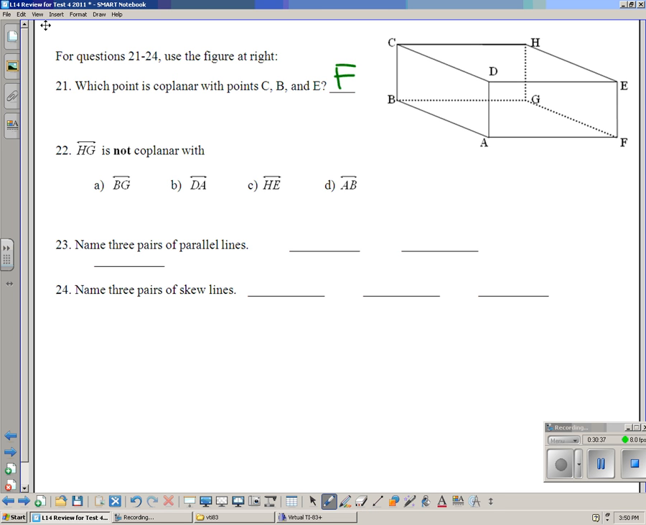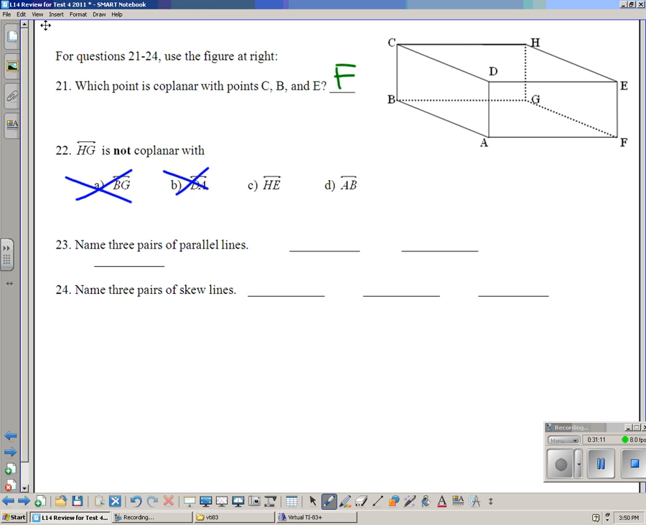Line HG is not coplanar with BG? Well, BG together with HG are in the back of the box, which is a plane. So they are on the same plane. DA, let me just retrace. HG is here. DA is here. They're parallel. If I think about a plane, that would be the other slanty plane in the box. No good. That is coplanar with HG.